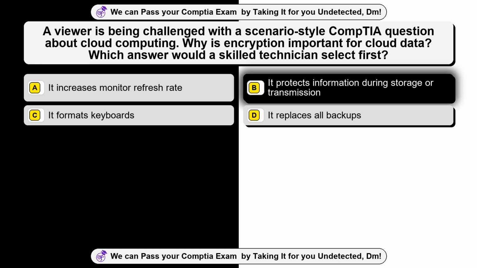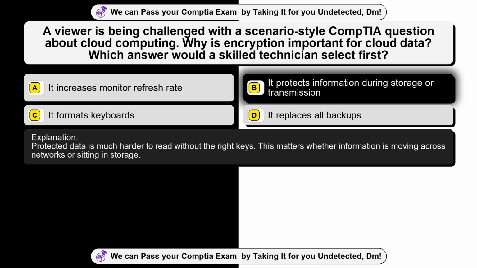The correct answer is option B, it protects information during storage or transmission. Protected data is much harder to read without the right keys. This matters whether information is moving across networks or sitting in storage.